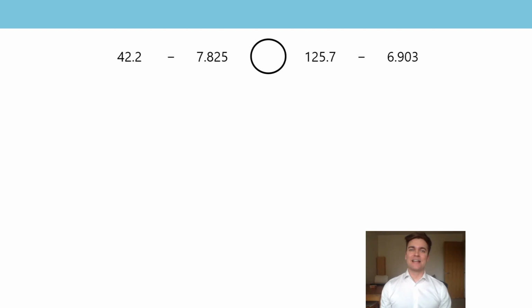Okay, third problem. Same minuends and subtrahends as on the previous slide. I want to show you a third way of finding a missing symbol without calculating the expressions. Let me draw your attention to the minuends. What can you tell me about 42.2 and 125.7? Yes, 42.2 is less than 125.7.